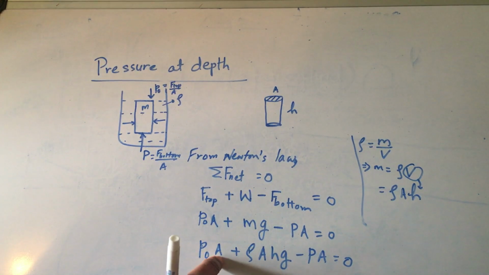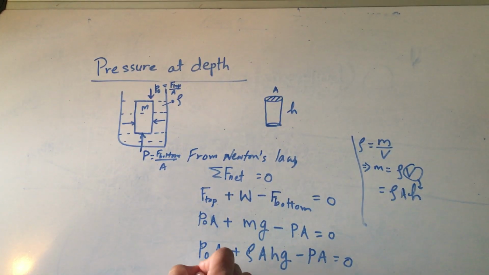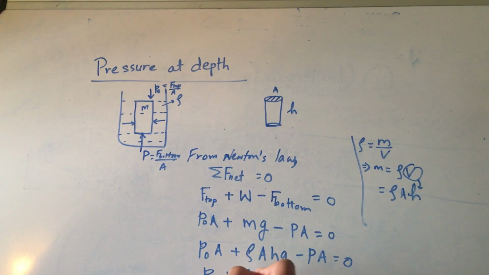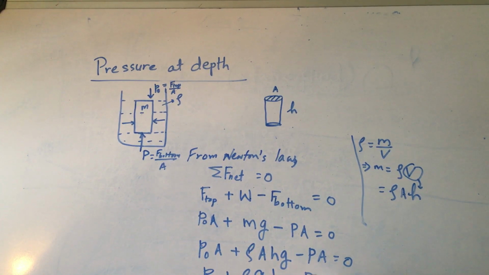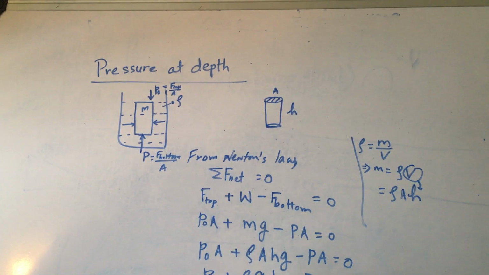Do you guys see there is A, there is A, there is A? We can cancel that out. So we just end up with P naught plus rho times G times H minus P equal to 0. To rearrange it and show it in a simpler form, we can write P equal to P naught plus rho G H.